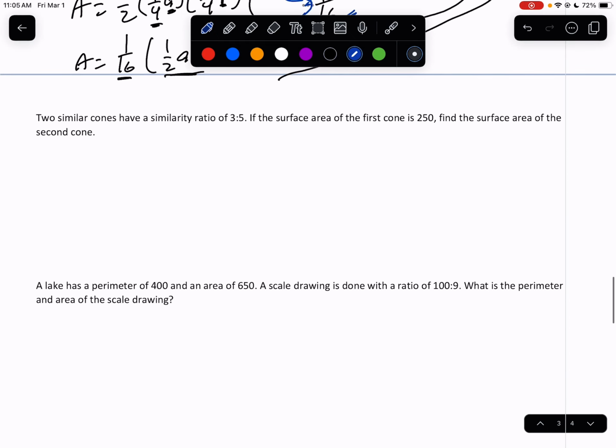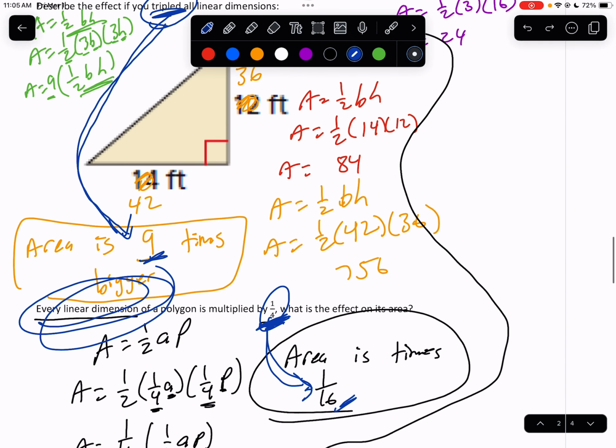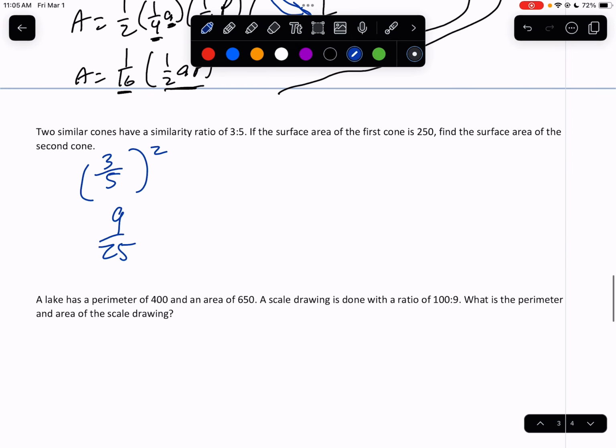Okay. So if the ratio is 3/5, and we've done these problems before, you have to square that ratio to work with area. Because if this is a similarity ratio, that implies that it's all the dimensions. Every dimension of these shapes has this ratio 3:5. So that's the ratio. It says the surface area of the first cone is 250. Find the surface area of the second cone.